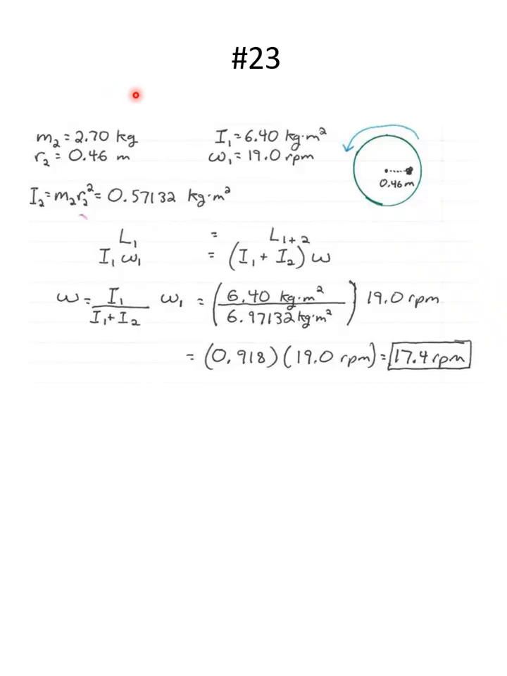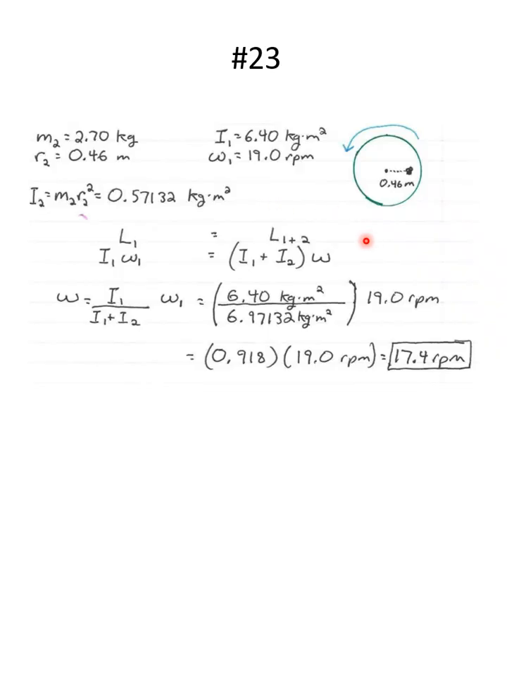All right, so I've written out the given information. Mass 2 is 2.7 kilograms. R2, so we're talking about the clump of clay. We know that the wheel itself, I1, is 6.4 kilogram meters squared. We know the original, so we'll say omega 1, 19 RPM. And let's first find the moment of inertia for the lump of clay. I2 is m2 r2 squared. It's just one point mass. And you can calculate that and get 0.57132 kilogram meters squared.